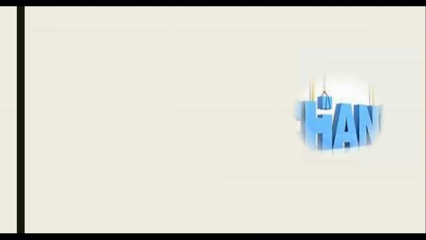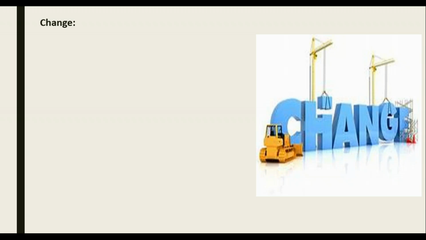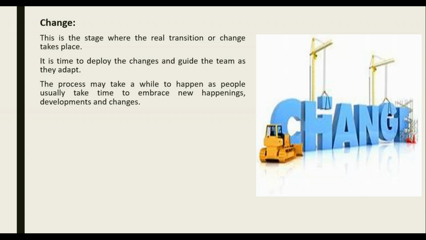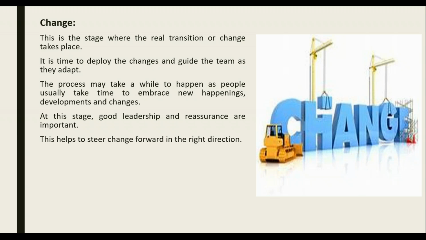The second part of Kurt Lewin's model is change. And this is where the real transitional change takes place. Once everyone is prepared, it's time to deploy the changes and guide the team as they adapt. The process may take a while to happen, as people usually take time to embrace new happenings, developments and changes. At this stage, good leadership and reassurance is important, because these aspects not only help to steer forward the change in the right direction, but also make the process easier for staff or individuals who are involved in that process.